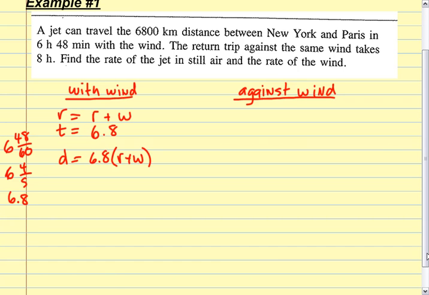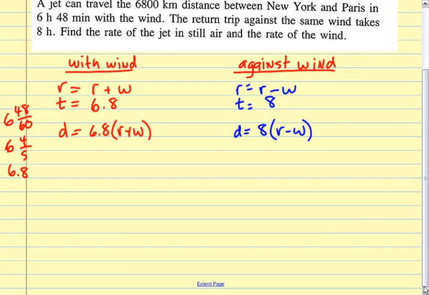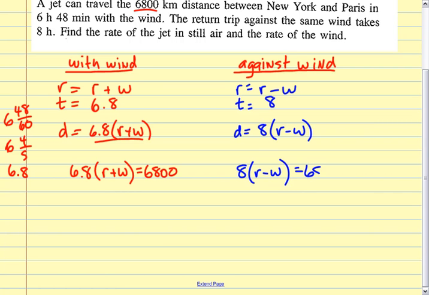Now let's go over here and look against the wind. Rate, time, distance. The systems are really going to help us here. The rate is R minus W, and the time was 8 hours, so the distance is 8 times R minus W. Now let's write two equations here. With the wind, the distance, 6.8 times R plus W, is equal to 6,800 kilometers. That's how far we traveled. So this distance has to equal that. Same thing on the other side: 8 times R minus W is equal to 6,800.